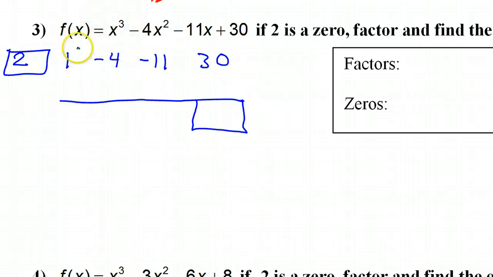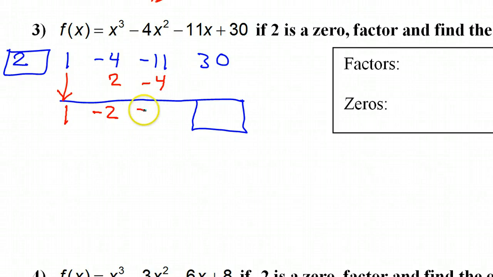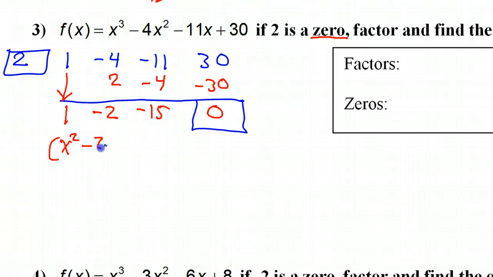Okay, so the 1, you just bring it down. 1 times 2 is 2, that's -2. -2 times 2 is -4, that makes -15. -15 times 2 is -30, and that of course makes 0, which it better have. Turning this back into a trinomial will be x squared minus 2x minus 15. The last one always has to be a constant, so everything else falls in line.